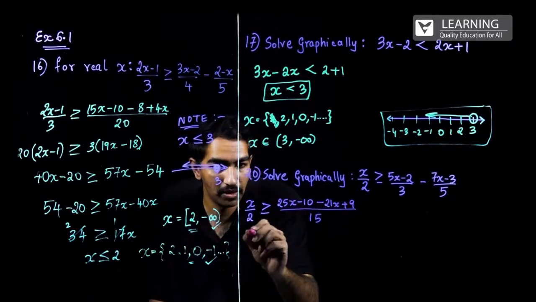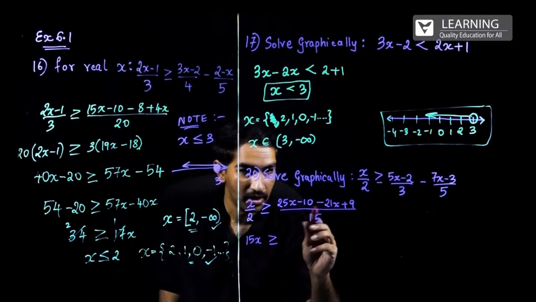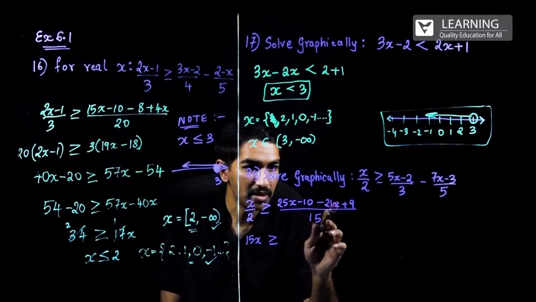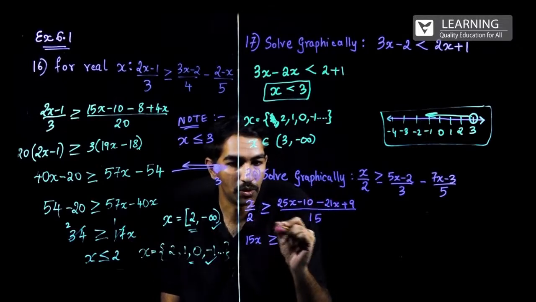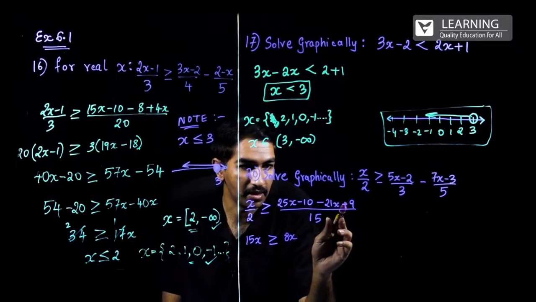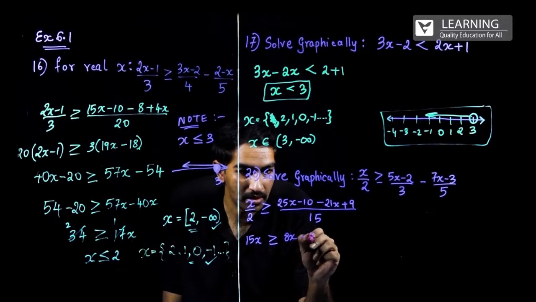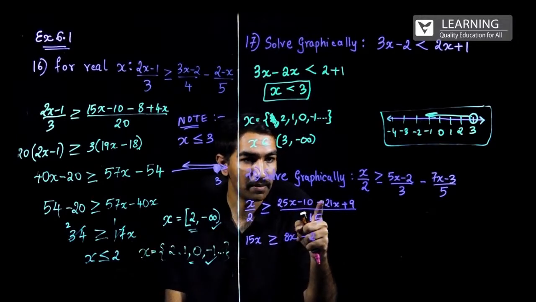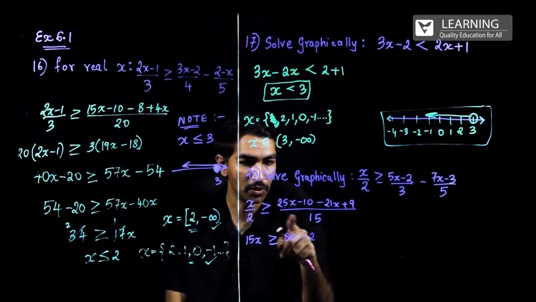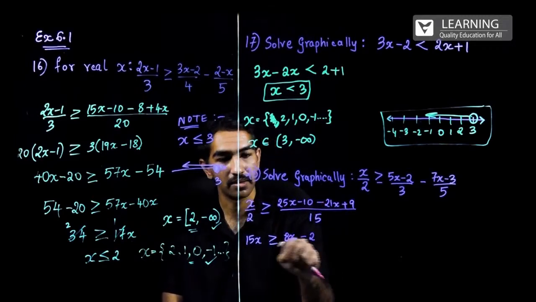Cross multiply these both. So this will become 15x greater than or equal to. Solve this first, students. 25 minus 21, that is 4. 4 into 2, 8x. Minus 10 plus 9 is minus 1. Minus 1 into 2, that will become minus 2.